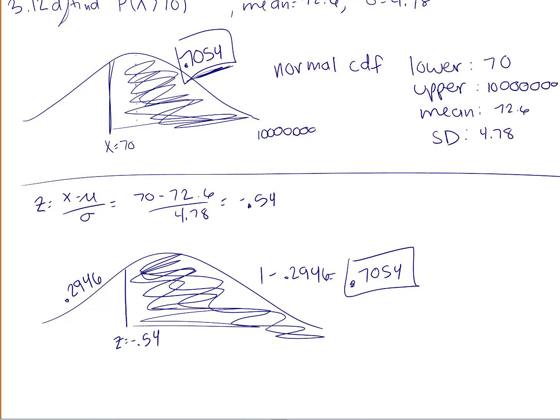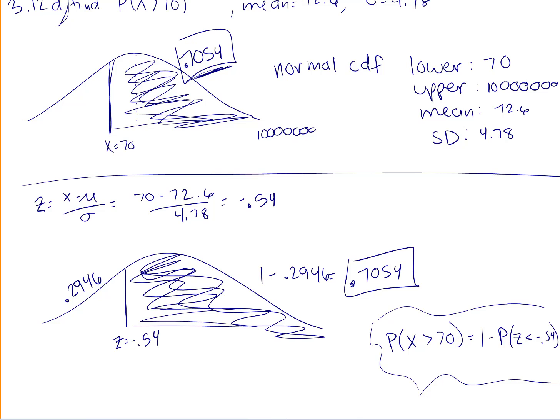Okay, so now as you read the textbook solutions, they're much more complicated than they need to be. They said the probability that x is greater than 70 was 1 minus the probability that z is less than negative 0.54, etc. So this is what the textbook was doing. They just kind of have to use theoretical notation. You don't need to worry about that.